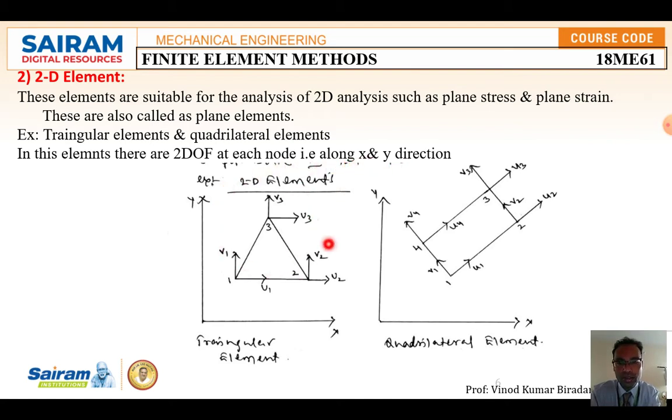Let us assume this is a 2D diagram. The triangle element is a 2D element, each node having 2 degrees of freedom. Here u1 is in the x direction and v1 in the y direction, then u2 v2, u3 v3. Similarly for the quadrilateral element there are 4 nodes, 1 2 3 4, with u1 v1, u2 v2, u3 v3, u4 v4. Each node has 2 degrees of freedom, whereas in a 1D element each node has 1. You have to remember this. This is about the 2D element.